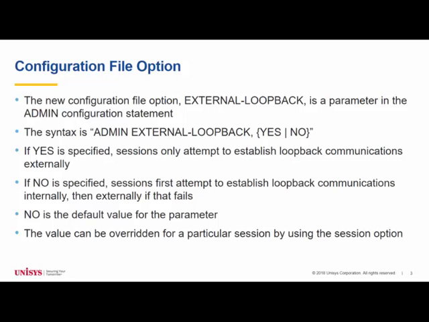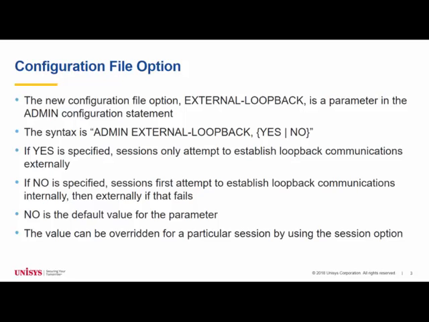The new option in the COMAPI configuration file, called external loopback, is a parameter in the admin configuration statement. The syntax for this statement is admin space external-loopback, comma, followed by either yes or no. If yes is specified, sessions only attempt to establish loopback communications externally through the attached CPCOM or CPCOM OS. If no is specified, sessions first attempt to establish loopback communications internally within COMAPI and only attempt to establish communications externally if the internal attempt fails.